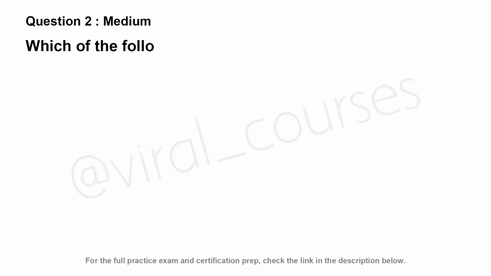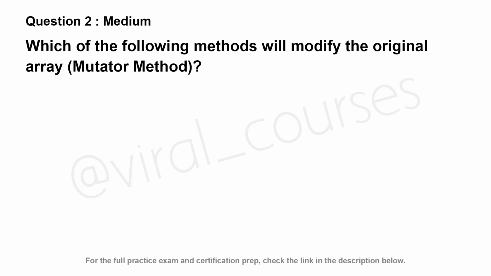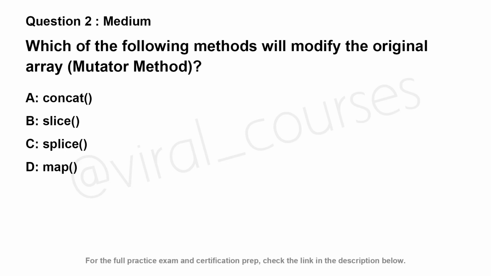Which of the following methods will modify the original array? Mutator method. Option A, concat. Option B, slice. Option C, splice. Option D, map.